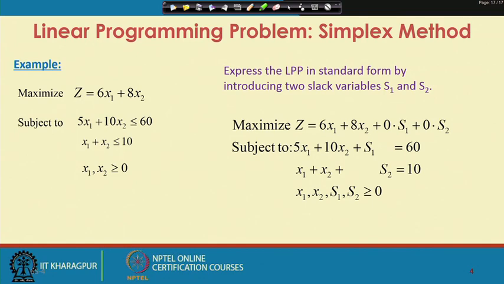Note that these slack variables S1 and S2 are also restricted to be non-negative. That means, S1 and S2 will also be greater or equal to 0, similar to x1 and x2. Also, the slack variables S1 and S2 do not participate in the objective function. So, their cost coefficients are 0.